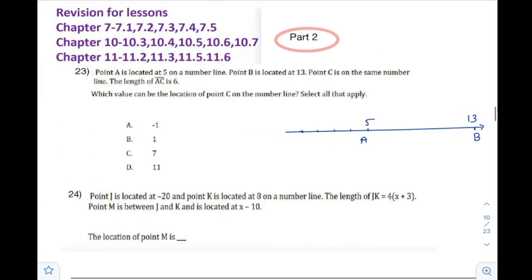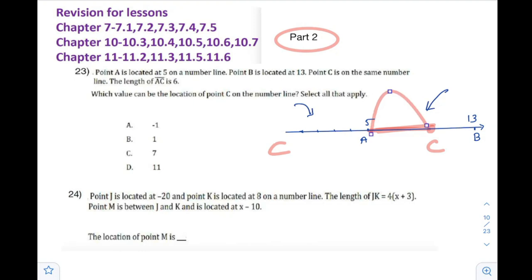Okay, point C is on the same number line, somewhere. The length of AC is 6. So C is somewhere here or somewhere there. No one told us where C is, but they told us that the length is 6. So the length of 6 can be from here to here, or from here to the other side. So which value can be the location of point C on the number line?